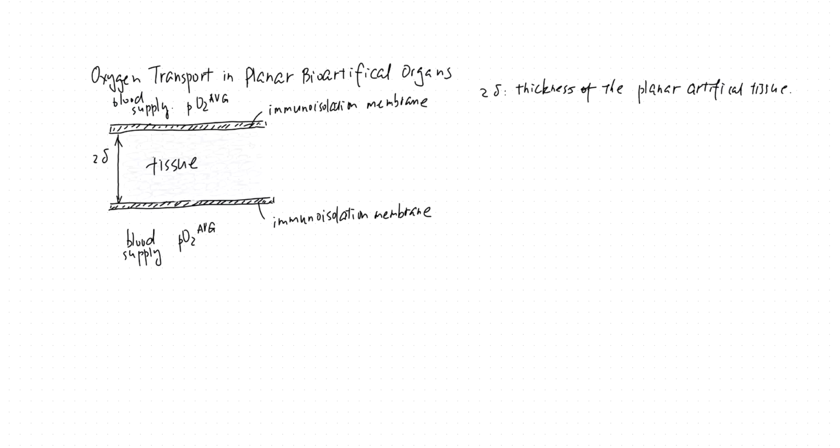And then we want to know what the oxygen concentration in the tissue is. Asking for the oxygen concentration in the tissue is the same as asking for the partial pressure of oxygen in the tissue. So we want to find the PO2 profile within the tissue. Okay, so this is something that needs a modeling approach.